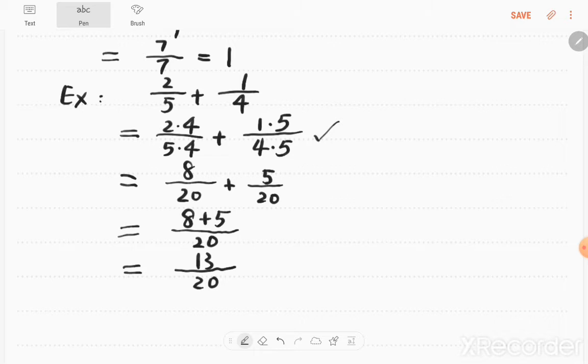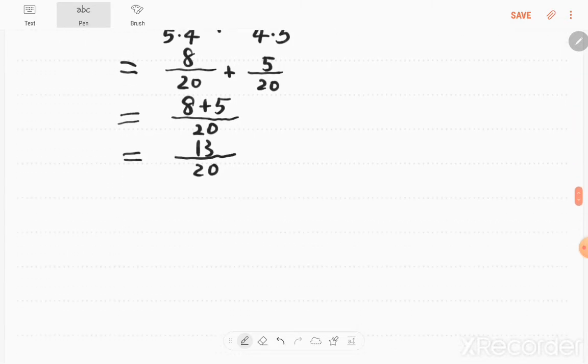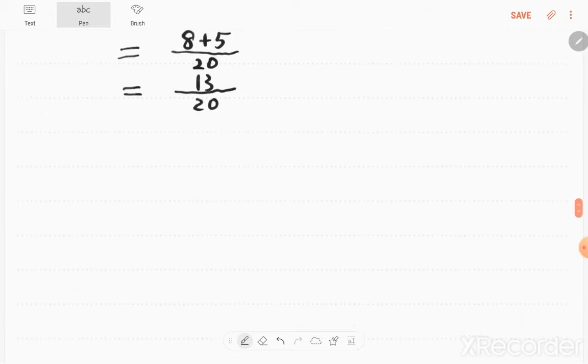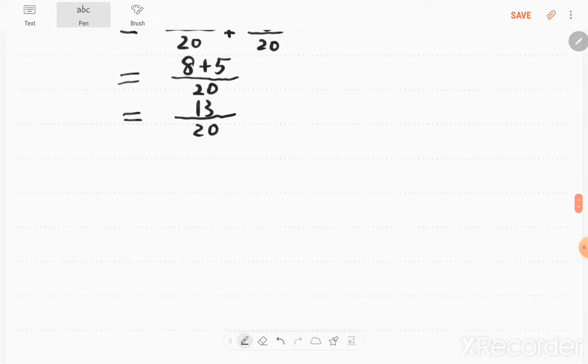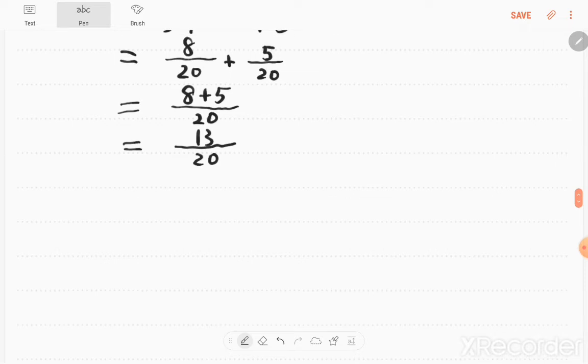Okay. Of course, we can try another example. Do the subtraction. It's also very similar to the addition with different denominator.